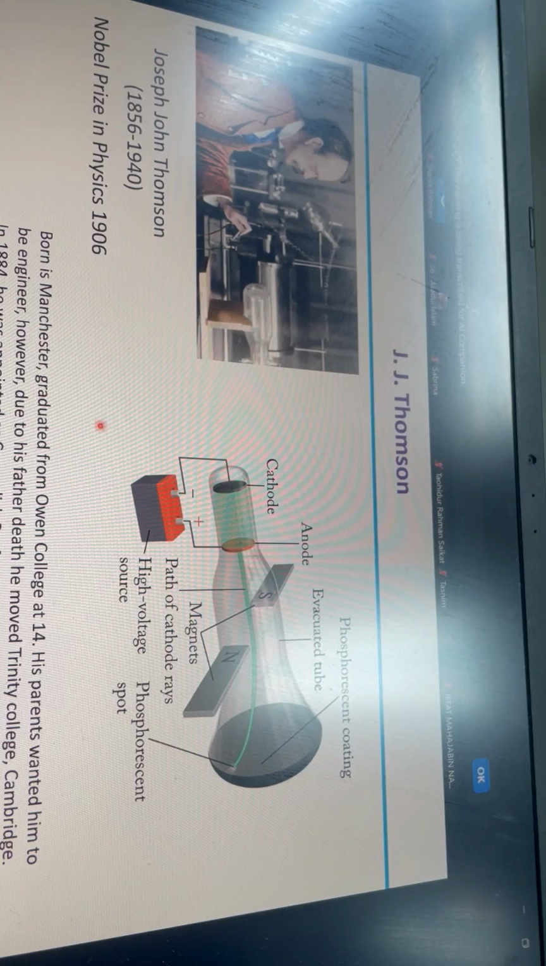So that's why he actually got the Nobel Prize. Okay, so he measured the mass of the electron and also the charge of the electron. And he got his Nobel Prize in 1901. And then he had a student.